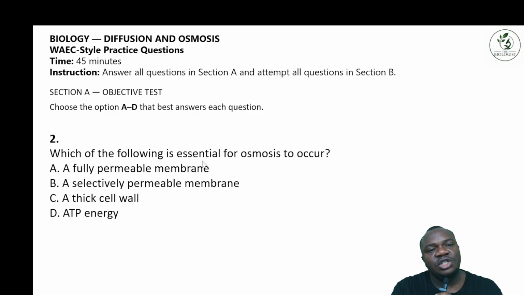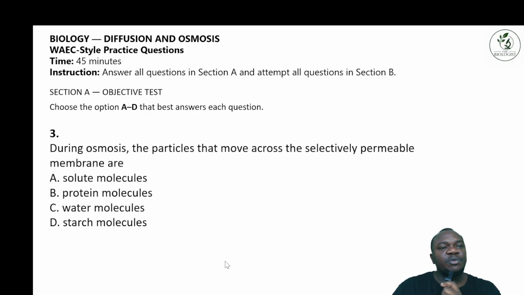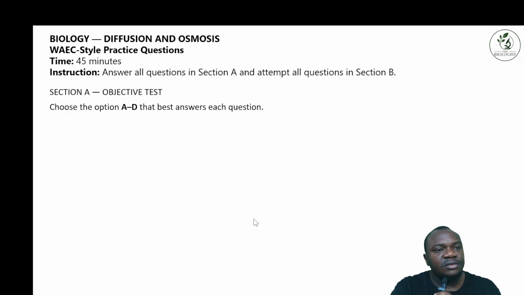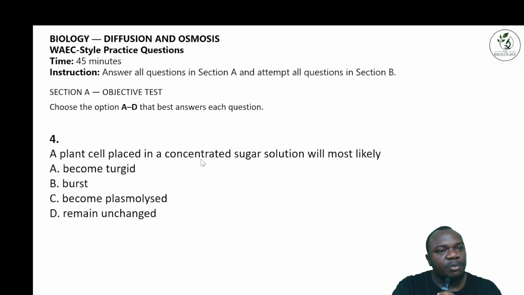So, which of the following is essential for osmosis to occur? Okay, so osmosis requires what? A selectively permeable membrane. Very important for osmosis. Okay, during osmosis, the particles that move across the selectively permeable membrane are, so we have solute, we have solvent. So the particle that passes through it is water molecules. Water molecules actually pass through it, not the solutes, because the solute dissolves into the solvent, and water molecules actually pass through the membrane.